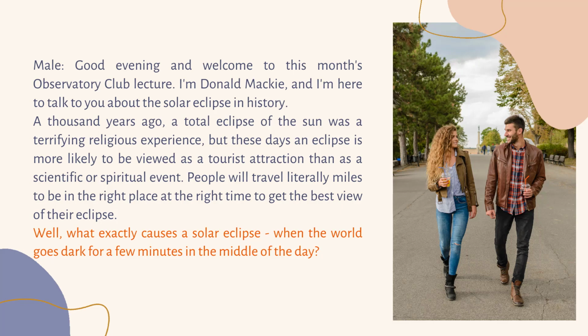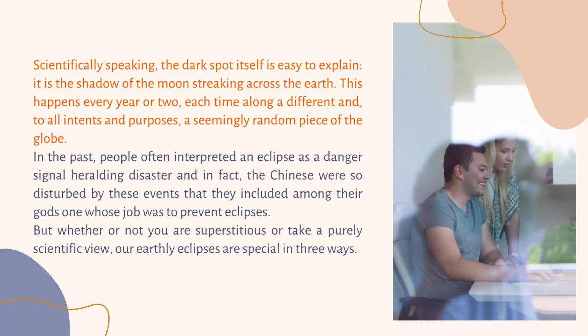Well, what exactly causes a solar eclipse? When the world goes dark for a few minutes in the middle of the day. Scientifically speaking, the dark spot itself is easy to explain. It is the shadow of the moon streaking across the earth.